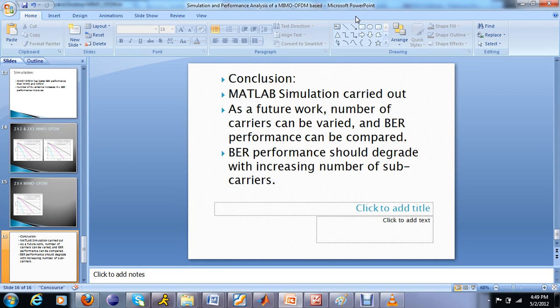A future work can be done by varying the number of subcarriers in the OFDM system and watching the bit error performance for that. According to theory, as the number of carriers increases, the interference increases. Therefore, bit error rate performance should degrade with increasing number of carrier frequencies.